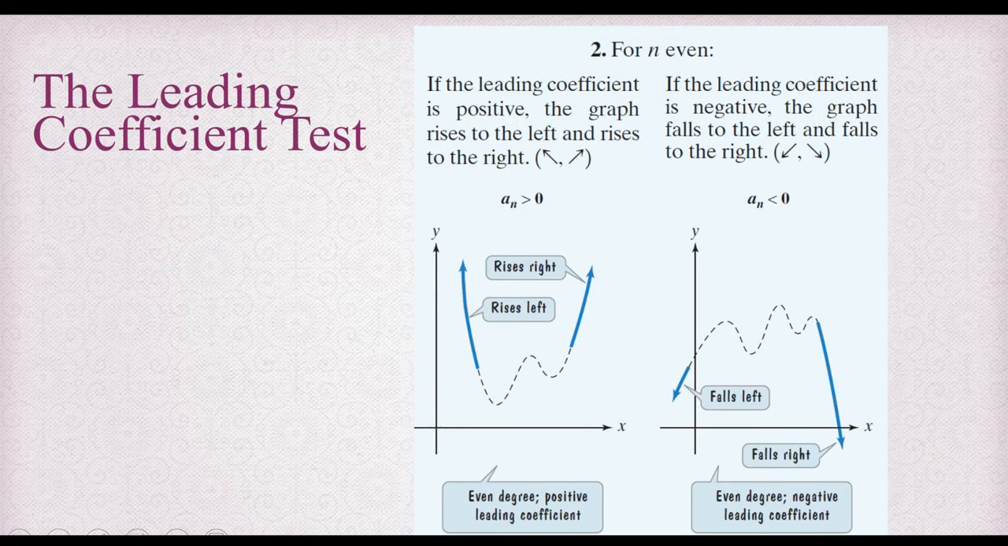Then if we have n as an even number, so we're thinking like x squared or x to the fourth, something along those lines, if the leading coefficient is positive, the graph is going to rise on both the left and the right side. The easiest thing to remember would be our quadratics that we've been graphing. That is an even number, x squared. And remember, when the a was positive, which is our lead coefficient, the graph opened up on both sides. But if it was negative, then we had it opening down on both sides. So that's why if the lead coefficient is negative, the graph's going to fall to both the left and the right.